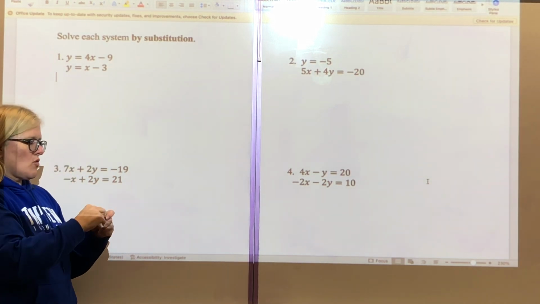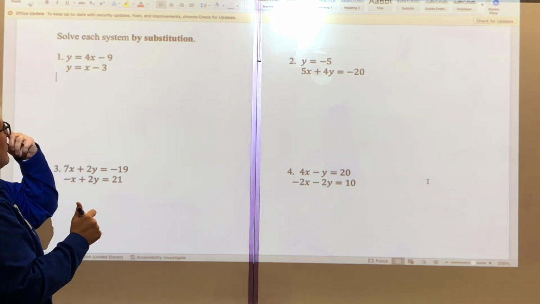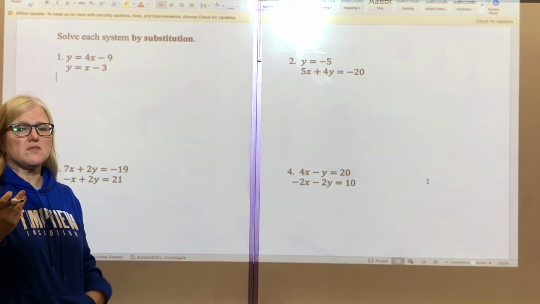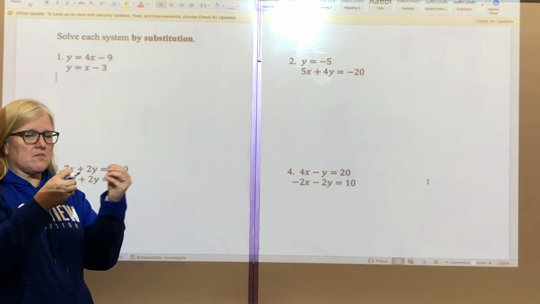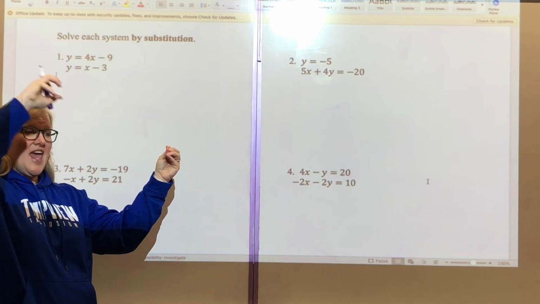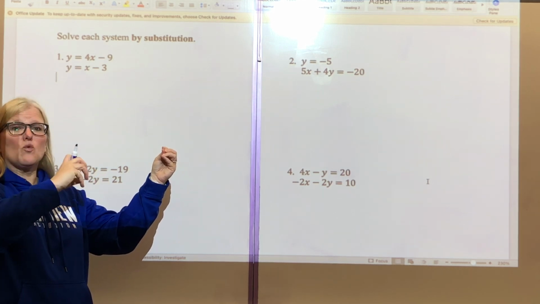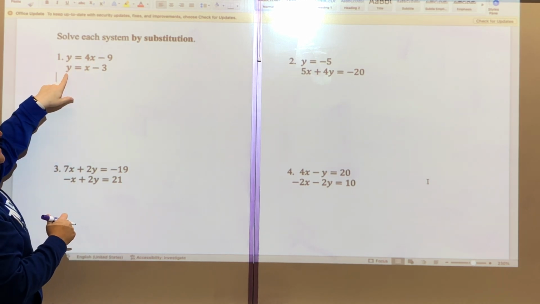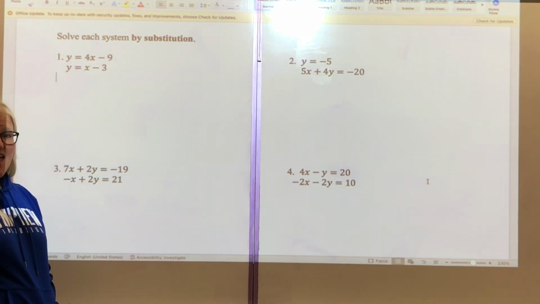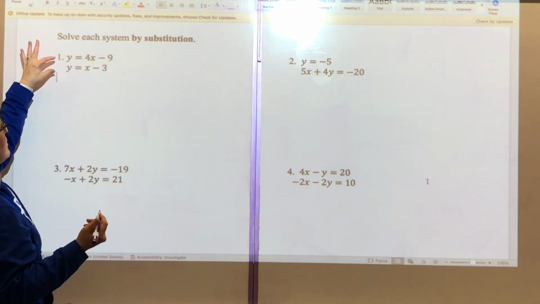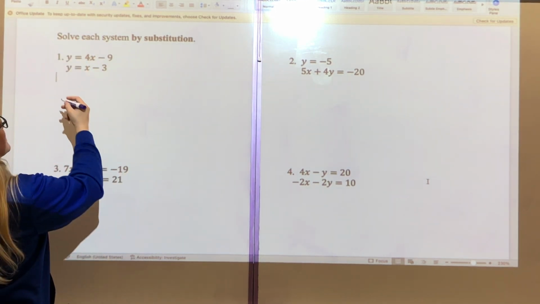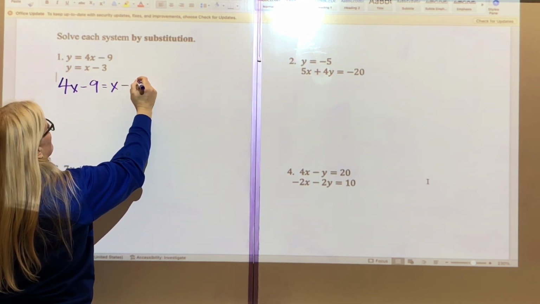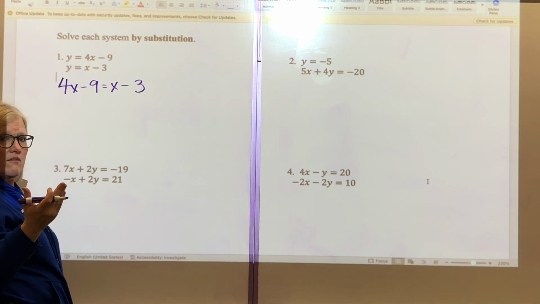So starting with number 1, we have solving each system by substitution. Remember that substitution is literally substituting something for something else. So we're taking something out and putting something in that's equal. We see that y is equal to 4x minus 9 and y is equal to x minus 3. If y is equal to both of these things, then we can make them equal to each other. And now we just have the one variable.